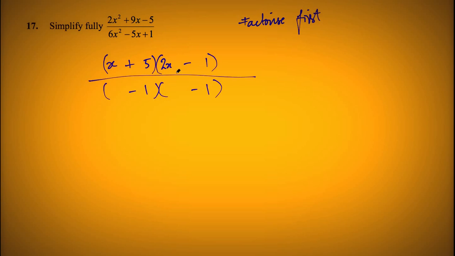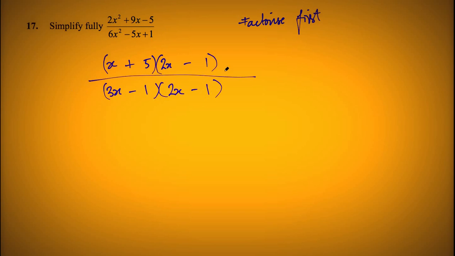Because I'm expecting one of these to be down here, the only one that's now going to fit is 2x minus 1, which would mean that the other one must be 3x, 3 times 2 making the 6. And let's just check that. 3x times 2x is 6x squared. Minus 2x minus 3x is minus 5x altogether. -1 times -1 is +1.